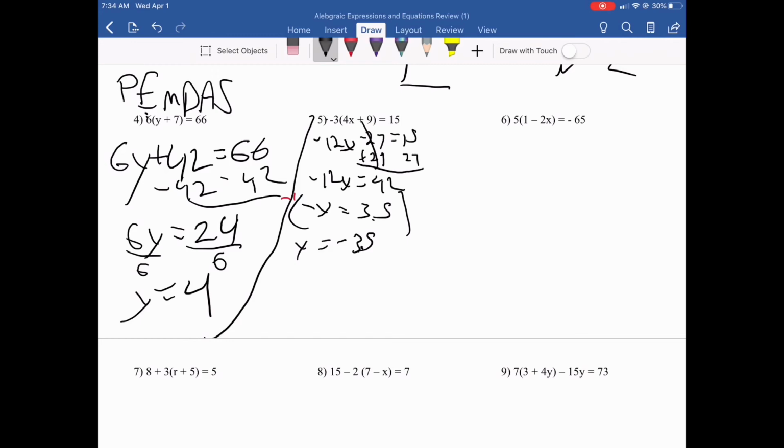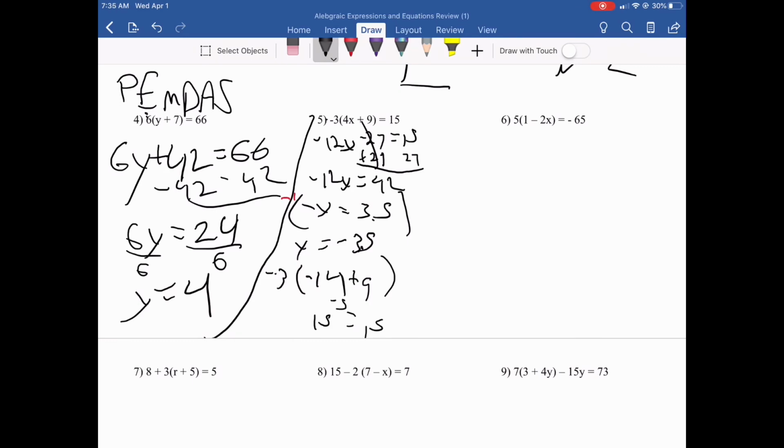3.5 times 4, sign for x, is going to be 14. But remember, it's negative 3.5. It's going to be negative 14. Plus 9, negative 3. Negative 14 plus 9 is going to be negative 5. Negative 5 times negative 3 equals 15. 15 equals 15. Okay.